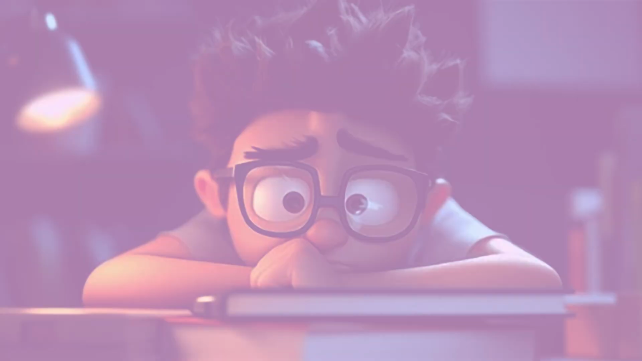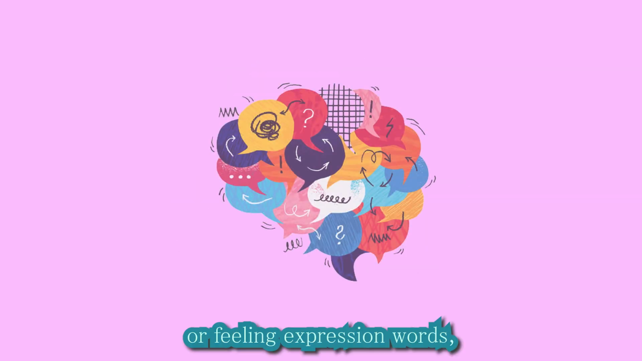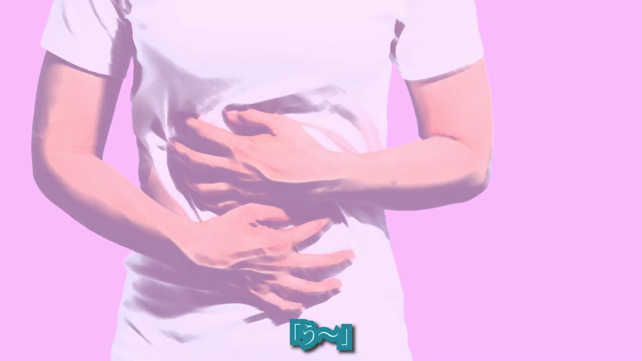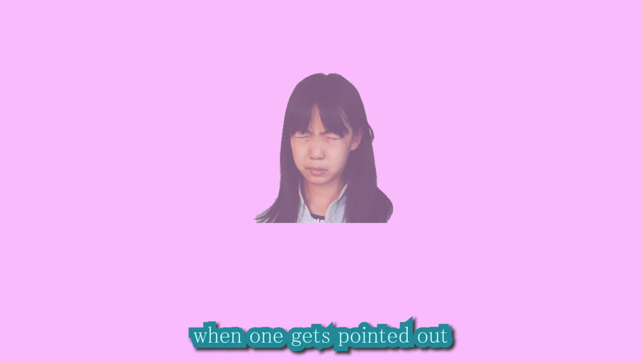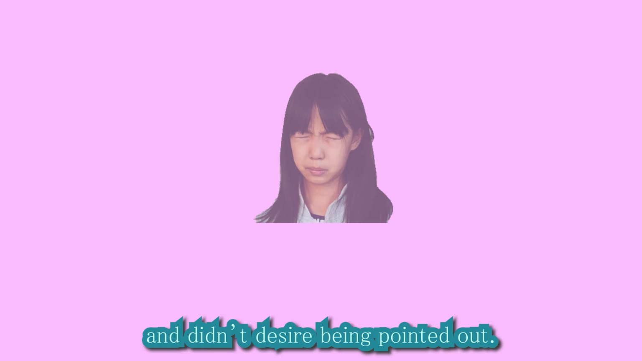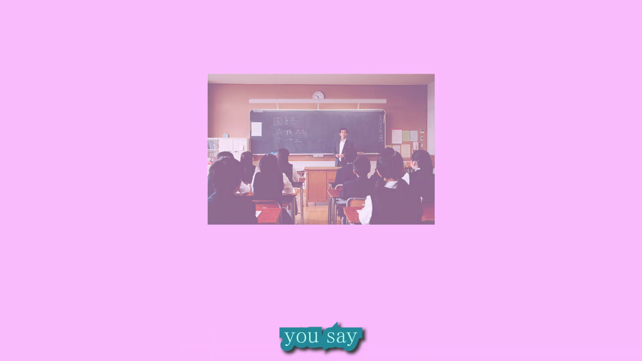As for the interjections or feeling expression words, うう is used when one expresses pain. うっ is used as a reaction when one gets pointed out and didn't desire being pointed out. So, if you don't do your assignment and the teacher points you out, you say, うっ.